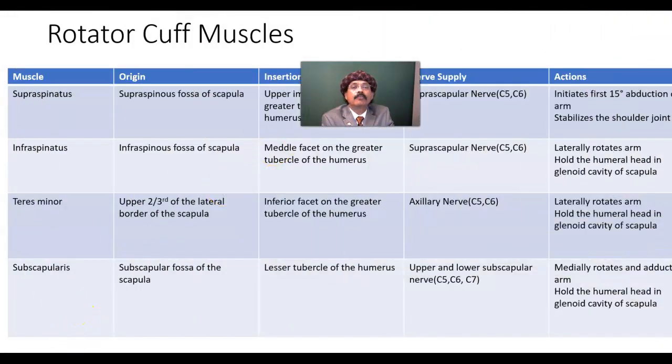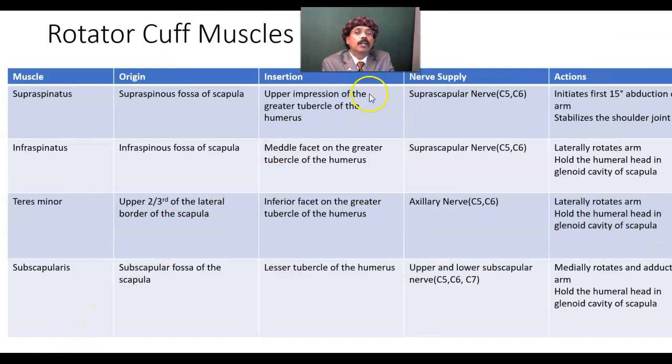So these are the cuff muscles. We have the origin, insertion, nerve supply, and action. Supraspinatus takes origin from the supraspinous fossa of the scapula. Infraspinatus takes origin from the infraspinous fossa of the scapula. Teres minor arises from the upper two-thirds of the lateral border of the scapula. And the subscapularis takes origin from the subscapular fossa of the scapula that is present anteriorly on the scapula.